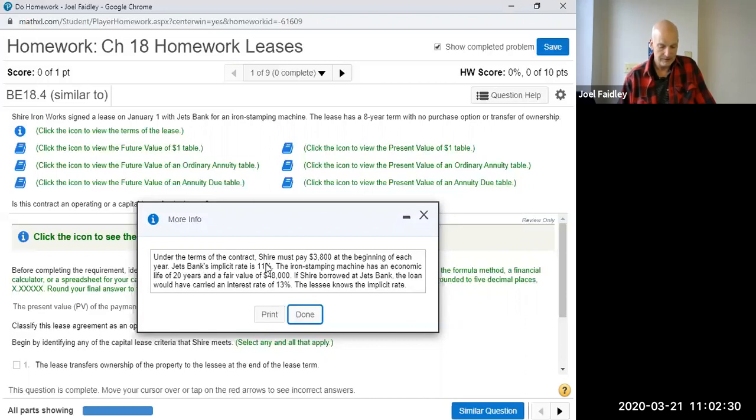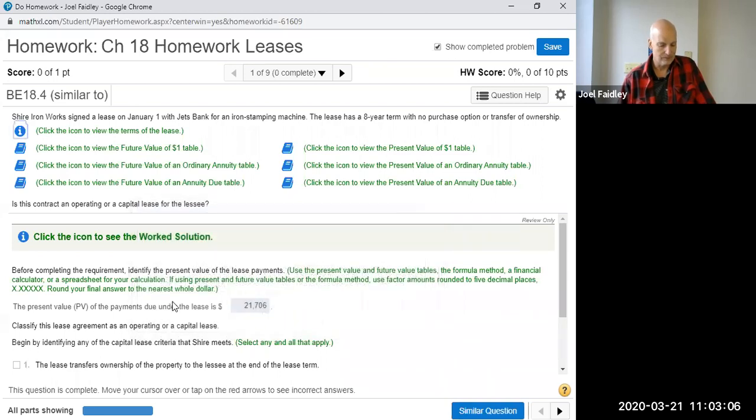I would encourage you to write these numbers down and then work it by hand after we get done. Implicit rate is 11%. The stacking machine has a life of 20 years. Fair value, $48,000. If borrowed at the bank, the loan would have carried an interest rate of 13. What's more relevant here? 11. And the lessee knows the implicit rate. Lessee and lessor both know the rates. So don't think one's using one rate and one another when they're putting this on their books. Not that you're concerned about that from a lessee or lessor standpoint, but typically, if it's a capital lease for one, it's a capital lease for the other.